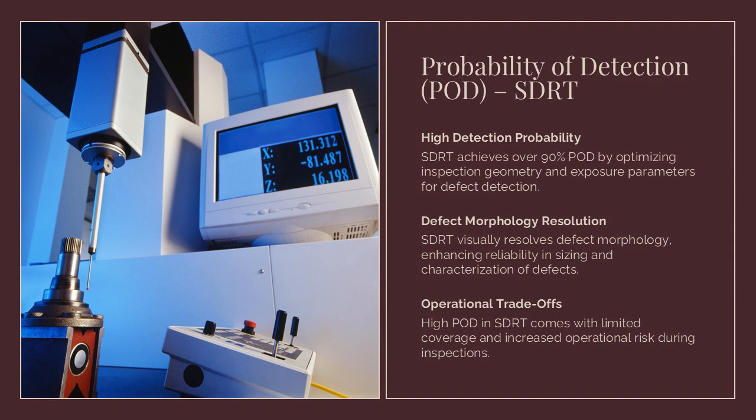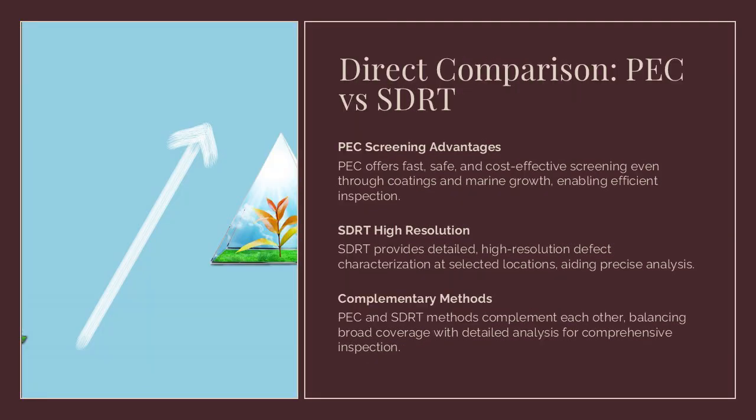SDRT offers high POD for both general and localized defects, often exceeding 90% when inspection geometry and exposure parameters are optimized. Its ability to visually resolve defect morphology gives it superior reliability for sizing and characterization. Speaker notes should emphasize that high POD comes at the cost of limited coverage and higher operational risk. This slide synthesizes the comparison between PEC and SDRT across key criteria: coverage, resolution, safety, cost, and POD.